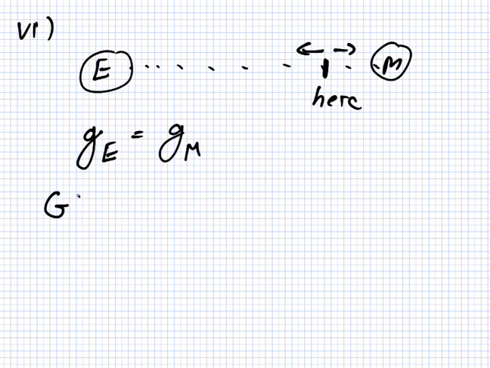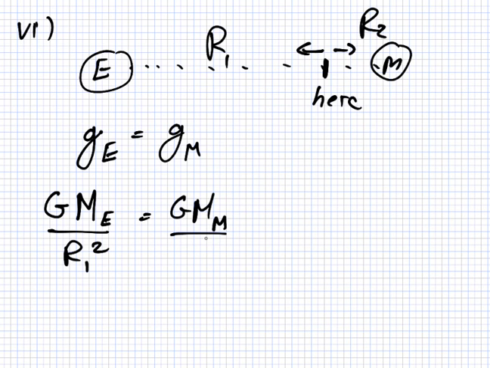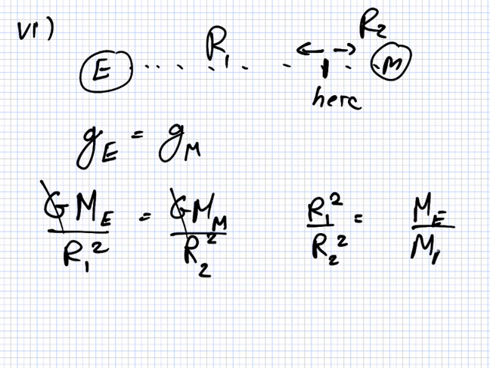Now what's the formula here? It's G M for Earth over R1 squared. And here it's G mass of the Moon over, I'll just call it R2 for the moment. Now that's nice because the G's cancel. So you can get R1 squared over R2 squared equals the mass of the Earth divided by the mass of the Moon. Now you know these because it's in the question.